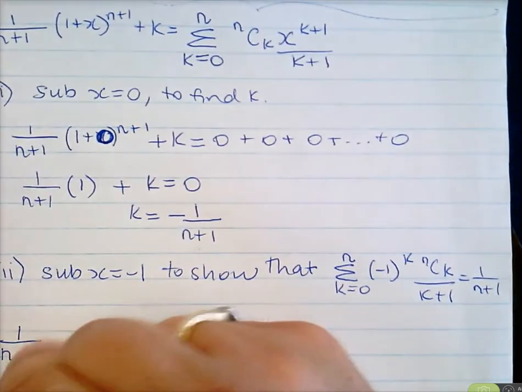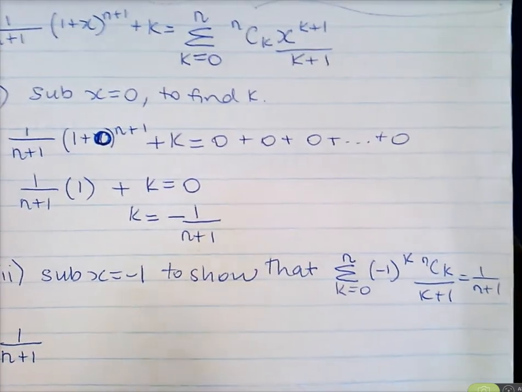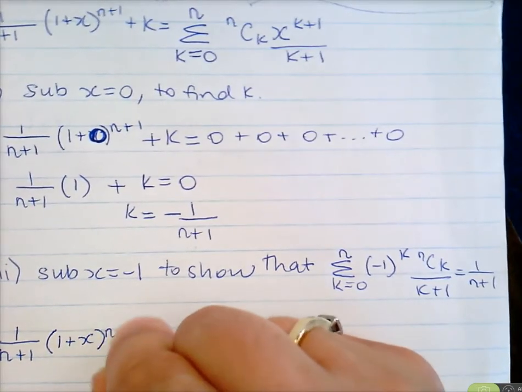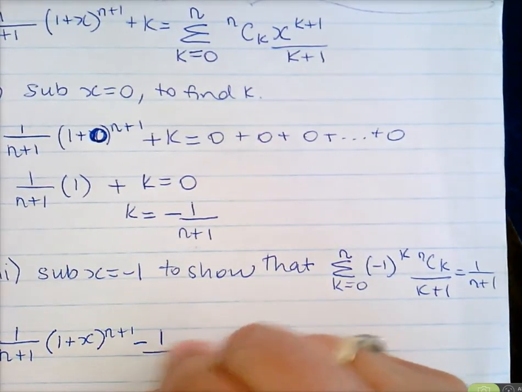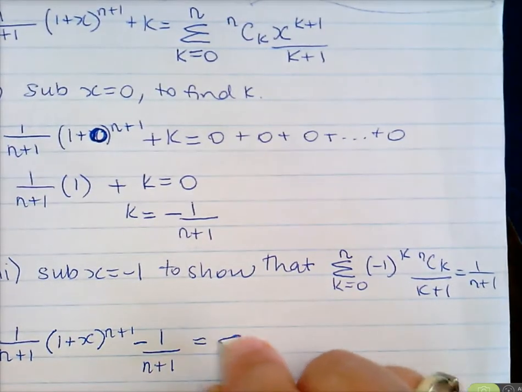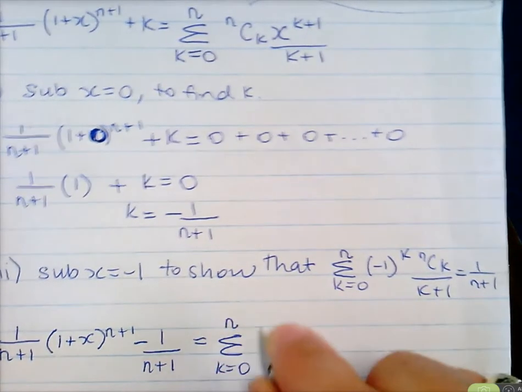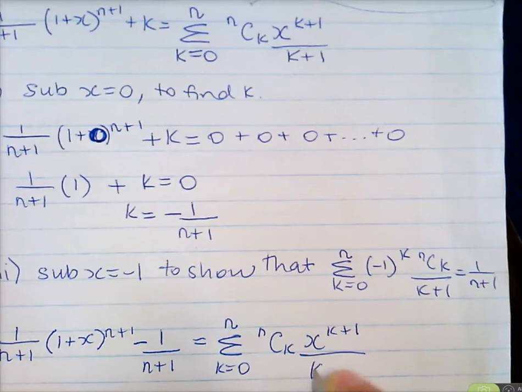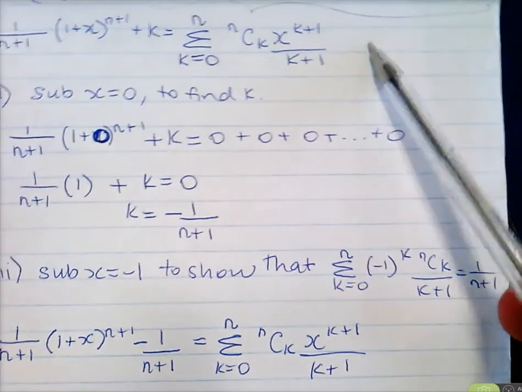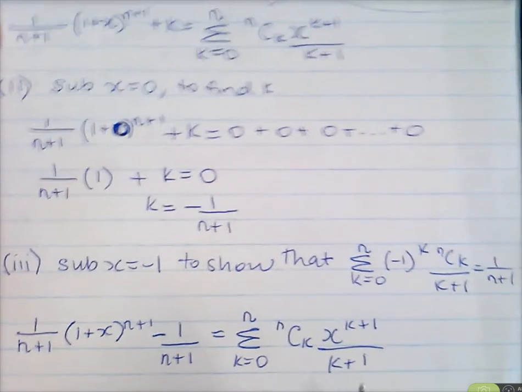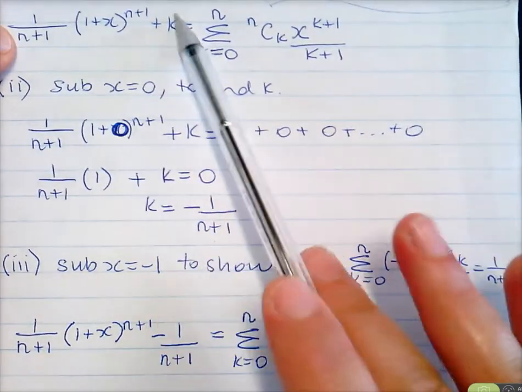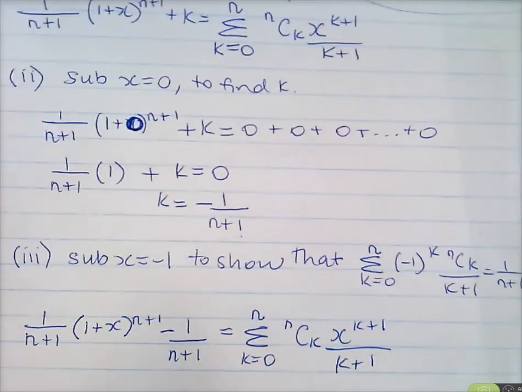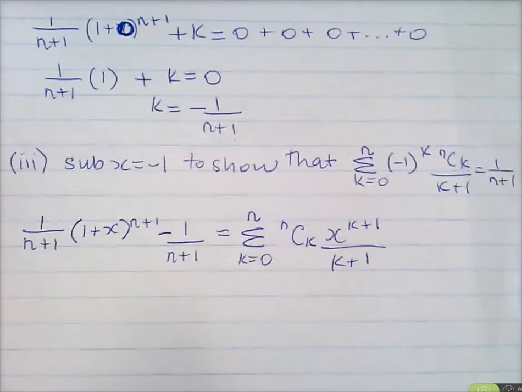So we've got 1 over n plus 1, I'm not going to substitute the x is -1 yet, times (1 plus x) to the n plus 1, plus k, which is minus 1 over n plus 1, is equal to the sum from k equals 0 to n of nCk x to the k plus 1 over k plus 1. So what I've done, I've written out the integrated result, and because we worked out what k was, I've substituted it back in first. I haven't substituted my x is -1 yet. So I'm just putting in what my k is.